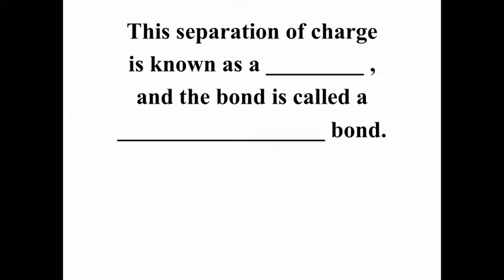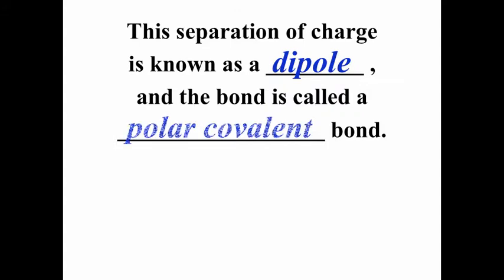When we get a separation of charge between two atoms in an unequally shared pair of electrons in a bond, this is called a dipole. Di for two, and pole for the two poles or opposite sides, positive and negative. And the bond is then called a polar covalent bond. So polar means it has a dipole, and covalent means the electrons are shared, but they're going to be shared unequally.